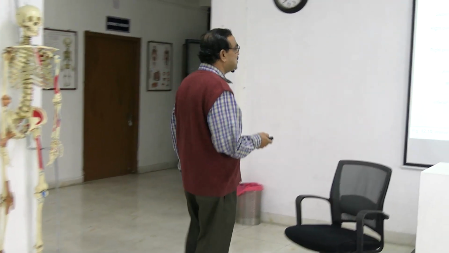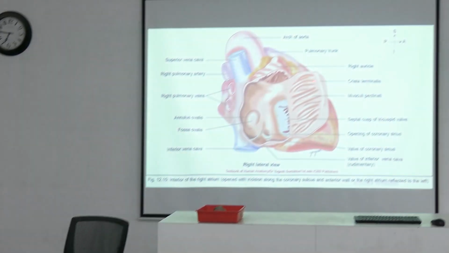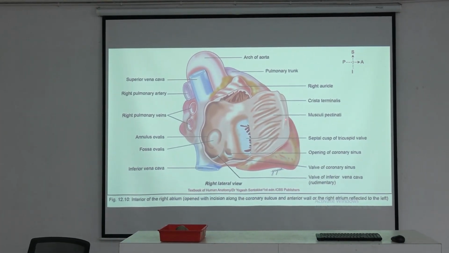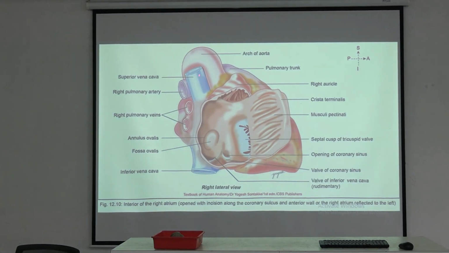Interior of the right atrium. If we cut the right atrium from superior to inferior, we can find this picture. Ultimately, we can see the interior of the right atrium, where the anterior part is rough and the posterior part is smooth. The anterior part is developed from the atrium proper, remember.